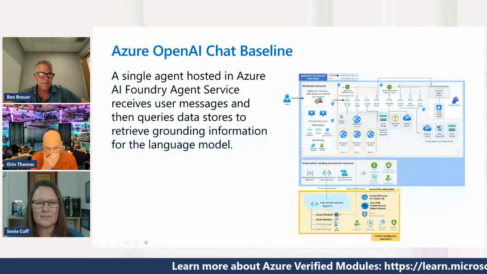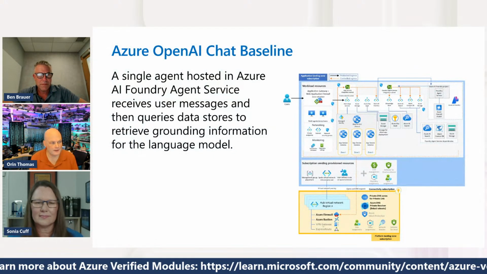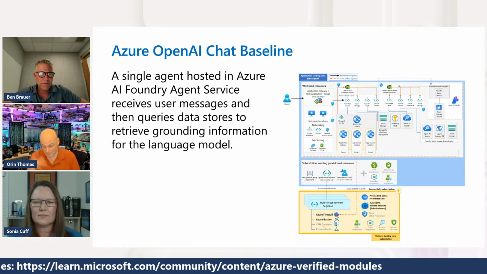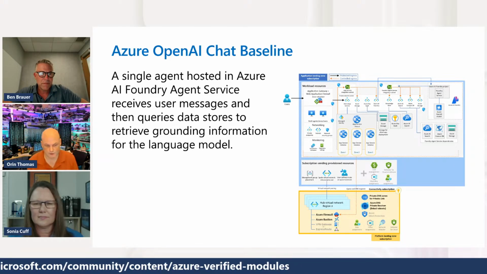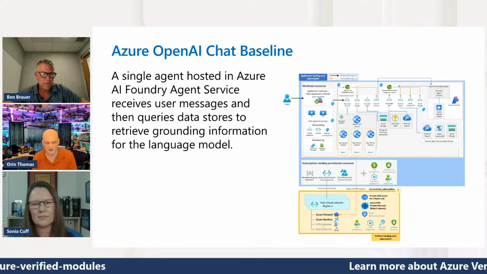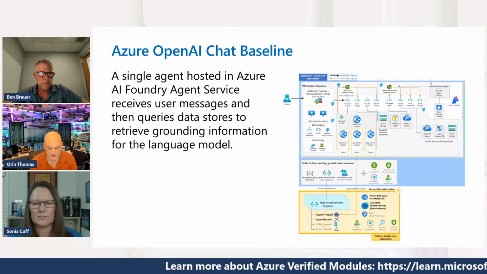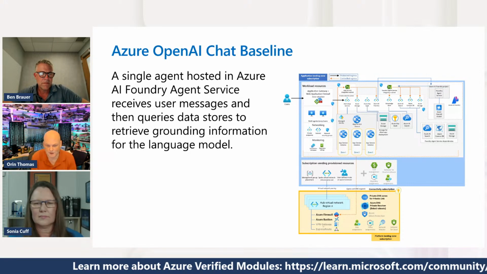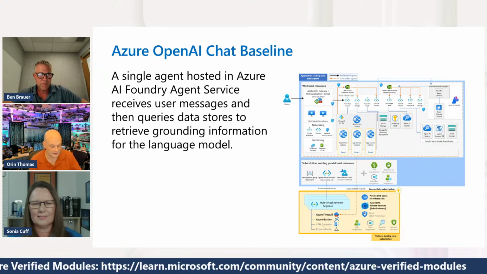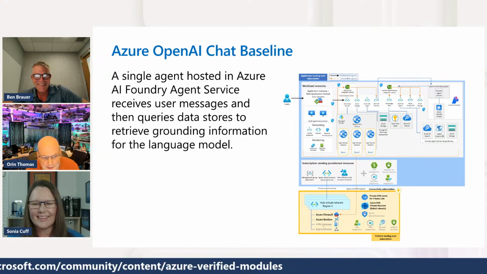Okay, so here we have an Azure OpenAI chat baseline example, and this is up on our learn.microsoft.com. It's a theoretical application that's a single agent hosted in Azure AI Foundry. It receives user messages and then queries data stores. So here we don't have a separate data landing zone. We've just got a bunch of different data stores, and my eyes aren't good enough to actually remember where each one of these elements are.